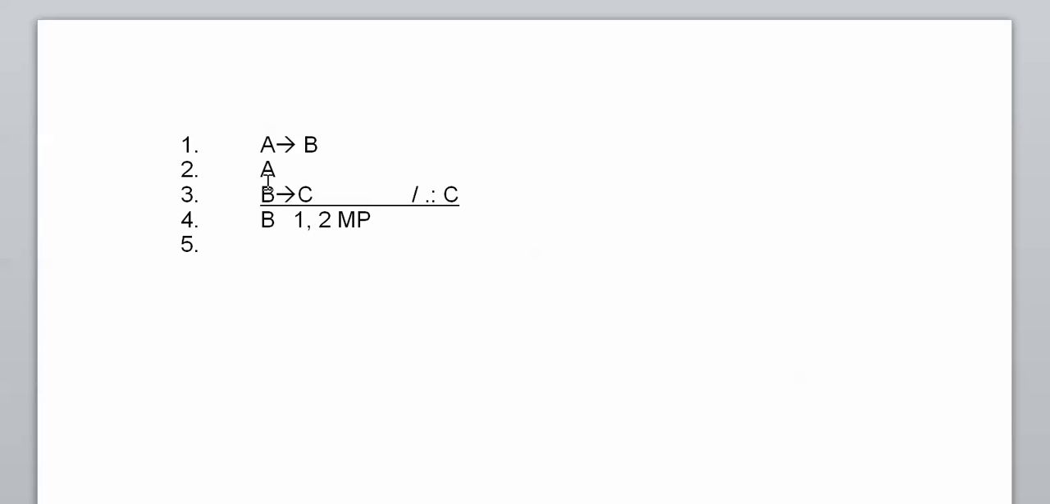Okay, now taking a peek at our next goal, we have B on its own, and we have B implies C. So we have, again, another application of modus ponens, right? We have B here, and we have B implies C right above it. So we're just going to go ahead and do a modus ponens and get C. That's 3, 4 modus ponens.